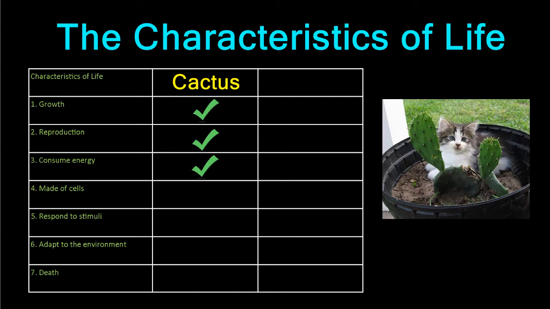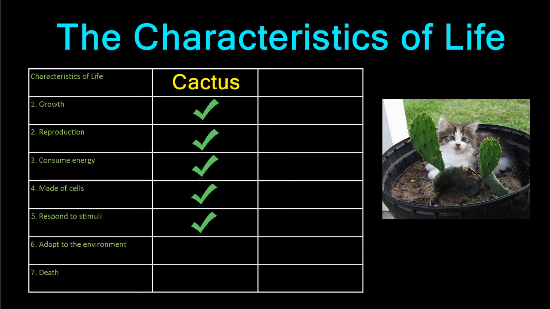If you were to take a sample of the cactus tissue, you would find out that it is made of cells if you looked at it under the microscope. So we'll give a check there. Does the cactus respond to stimuli? So stimuli are changes in the environment. So if there was a difference in light, a difference in water, the cactus could respond to that.